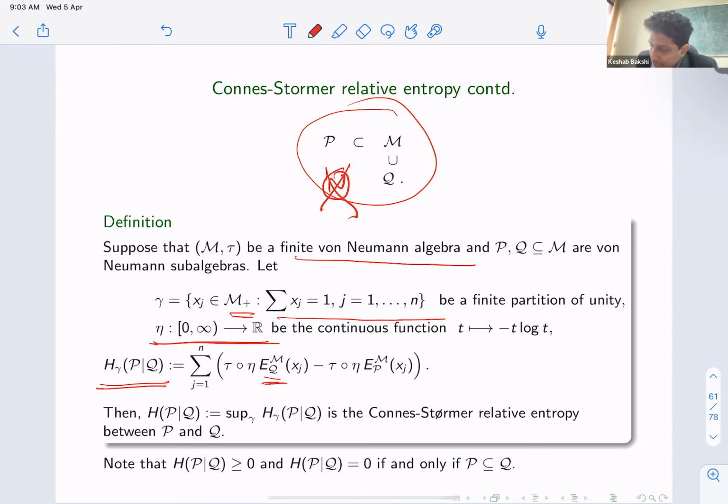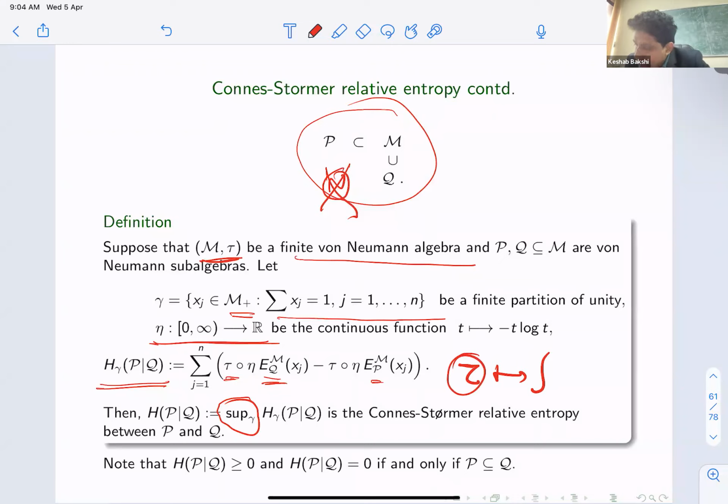So this is the trace-preserving conditional expectation and the eta map, and the trace is the trace of the II_1 factor. And now what they have done, they have taken the supremum over all the partitions. That is the beauty of this non-commutative version. It is more general than the classical, because this tau is related with the integration. Using this trace, we can do non-commutative integration theory. So instead of integration, we now have trace. This is called Connes-Størmer entropy. One can easily prove that it is positive, and it is zero if and only if P is a subset of Q.